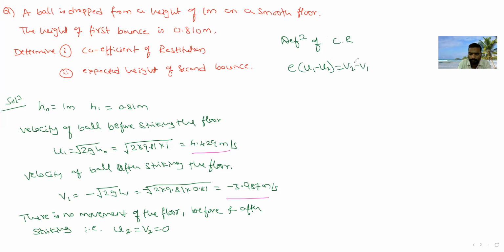Is it correct, all of you? Yes, substitute. What is E? E is equal to V2 minus V1 divided by U1 minus U2. V2 is 0. Minus V1, V1 is minus 3.987. Minus of minus is plus 3.987, divided by U1, which is 4.429, minus U2. U2 is equal to 0.